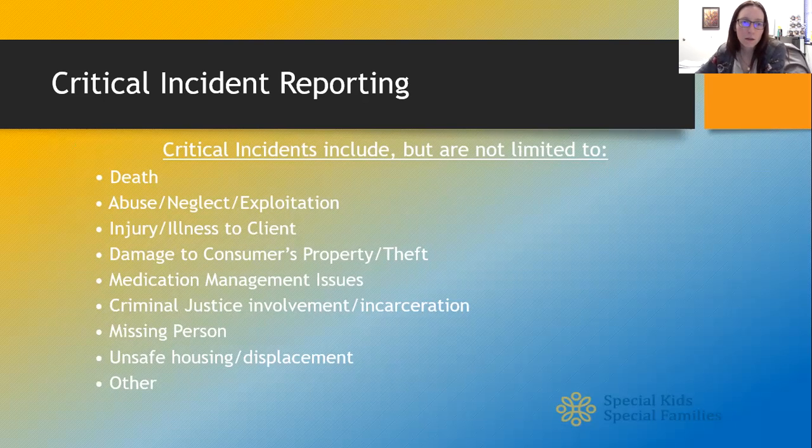This could be anything from alleged sexual assault. This can be anything that really harms them in a long-term way, whether it be their housing, their food situation, anything like that. So if in doubt, always ask the question: should this be reported as critical?